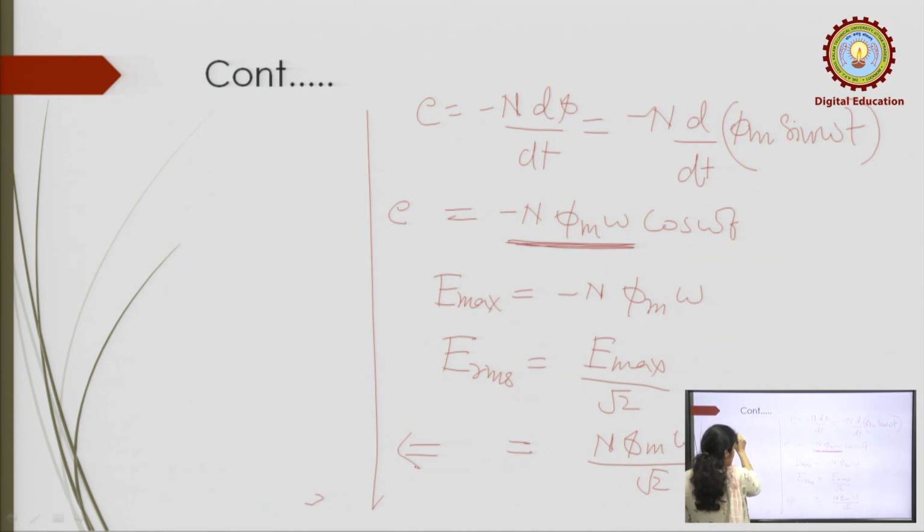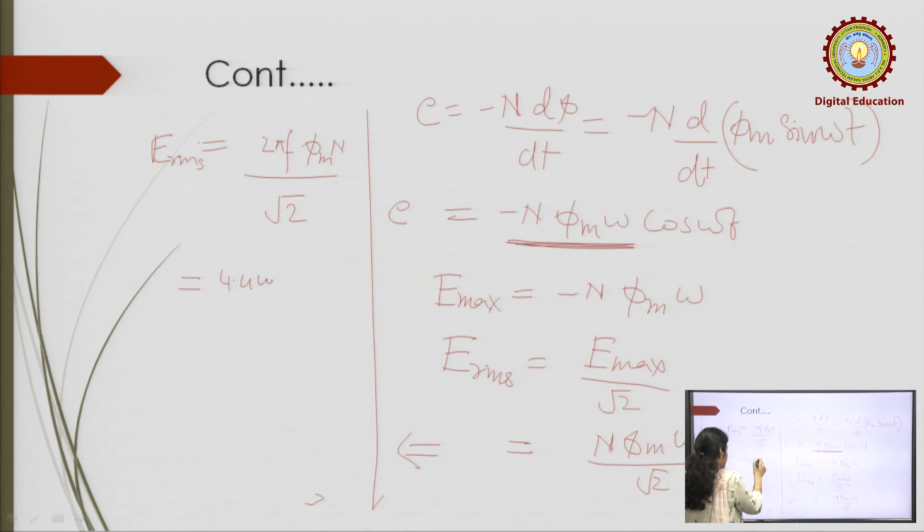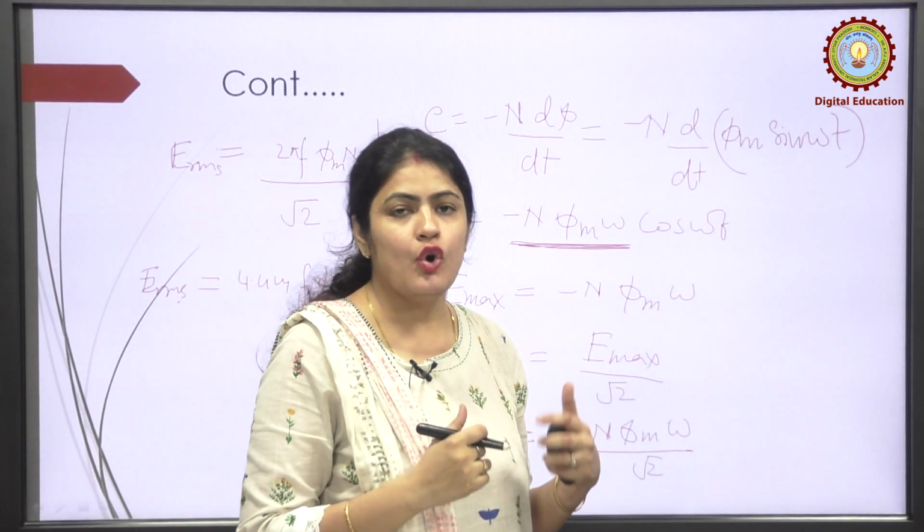In this E RMS, put the value of omega as 2 pi f, so it is 2 pi f phi m N divided by root 2. It can be represented by 4.44 f phi m N, that is E RMS. That is the induced voltage in the coil.